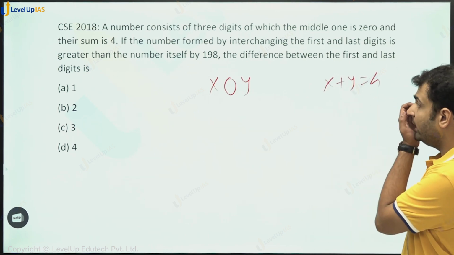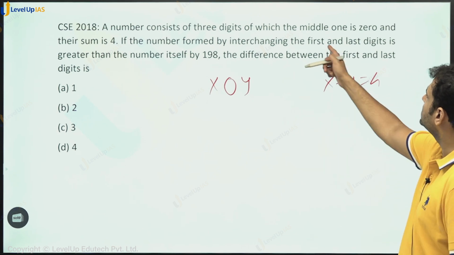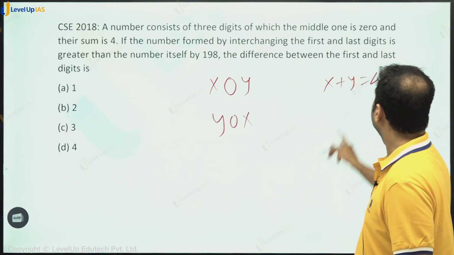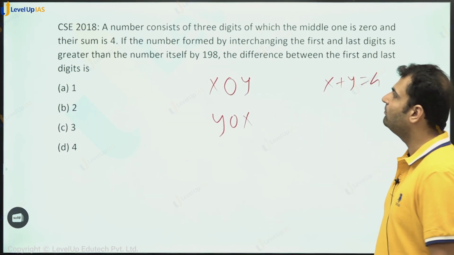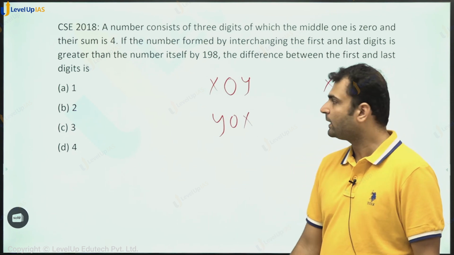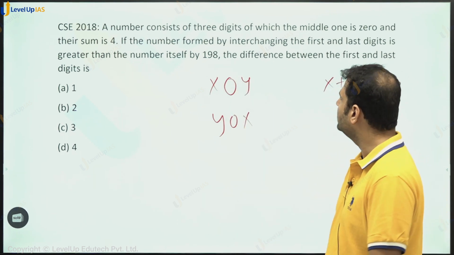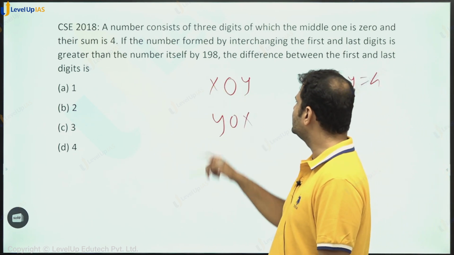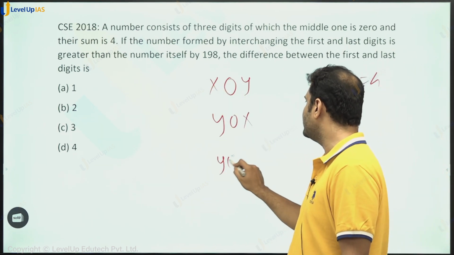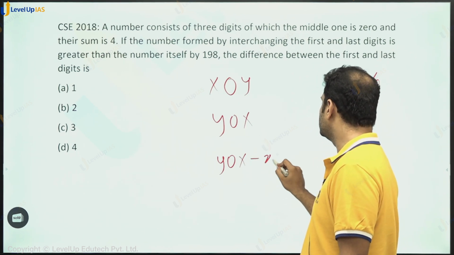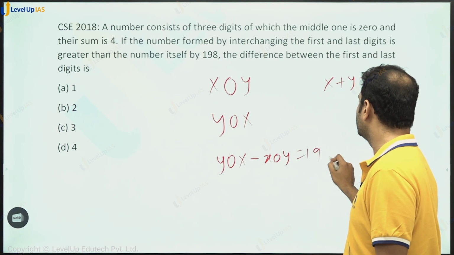Fine. And if the number formed by interchanging the first and the last digit, तो मतलब क्या हो गया? y0x is greater than the number itself by 198. तो ये नंबर इससे 198 से बड़ा है, तो इन दोनों के डिफरेंस 198 है बेसिकली. Then what is the difference between first and last digit? So this minus this is 198. तो मतलब क्या दिया है? y0x minus x0y is equal to 198.